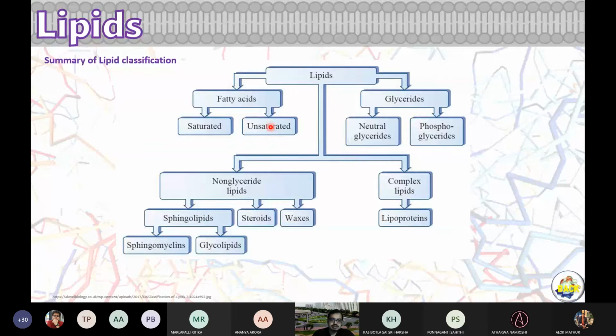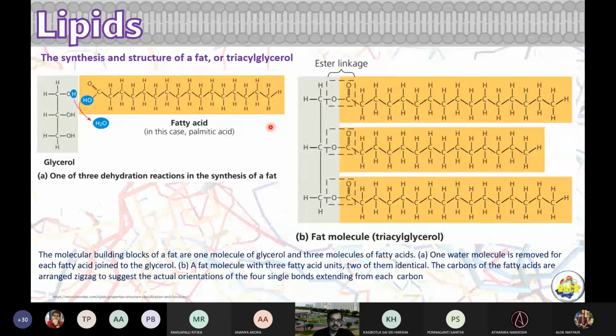So I'll come to the summary slide later. Let's see what is a lipid. Okay, we can say fat is a lipid. Yes, fat is a lipid. And what is fat exactly?